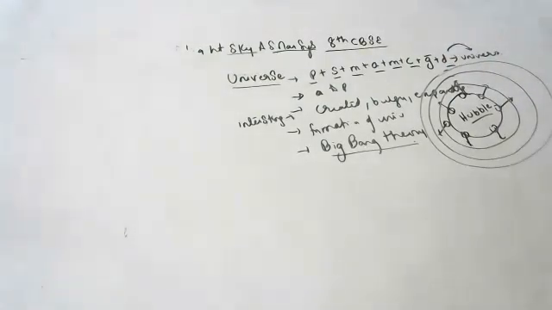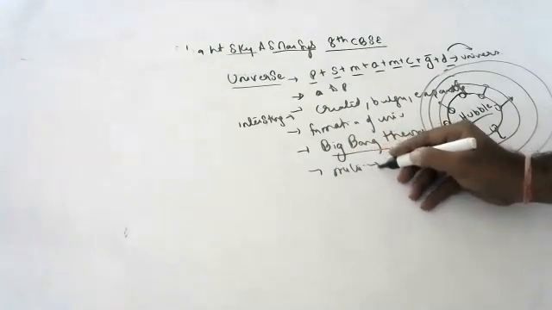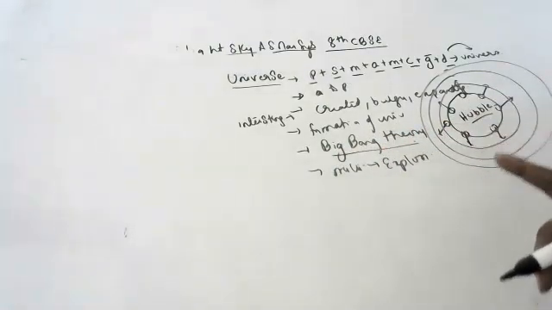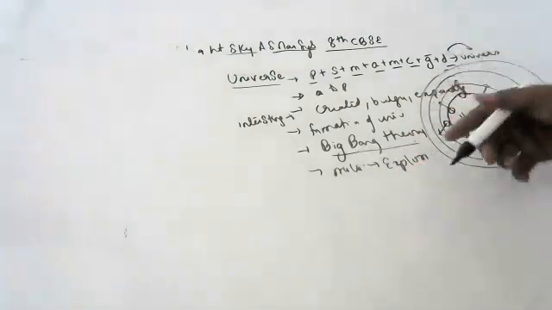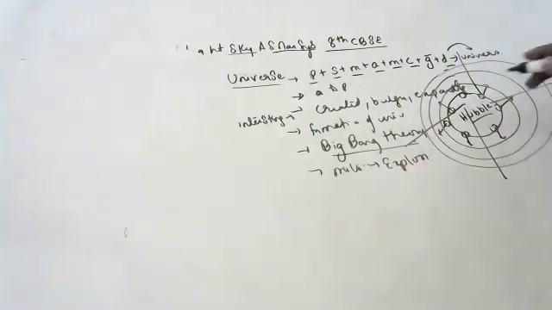According to the Big Bang theory, millions of years ago, a huge explosion called the Big Bang occurred, following which the universe was formed. Since then the universe has been continuously expanding, I told you. All the galaxies are going away, and the universe is expanding.